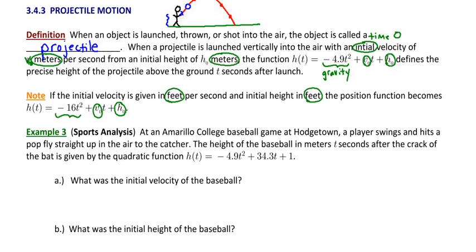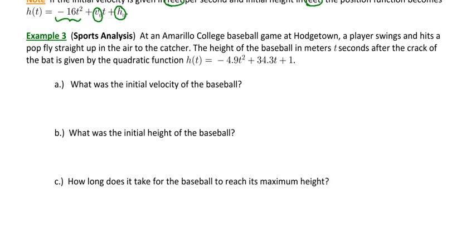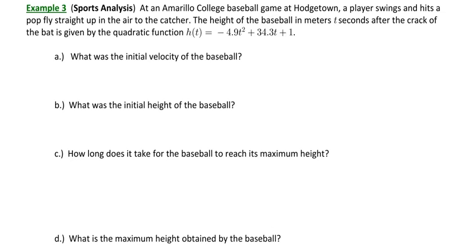With this model in mind, let's look at an example. We'll do a little sports analysis here. At an Amarillo College baseball game at Hodgetown, a player swings and hits a pop fly straight up into the air to the catcher. The height of the baseball in meters, t seconds after the crack of the bat, is given by the quadratic function h of t equals negative 4.9 t squared plus 34.3 t plus 1. So we already have our model.